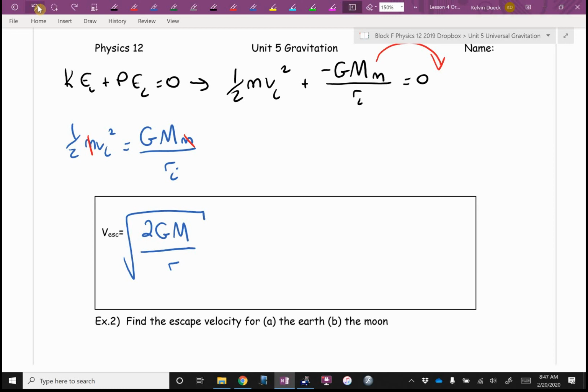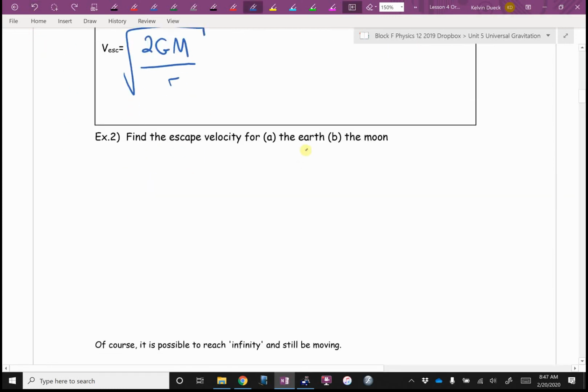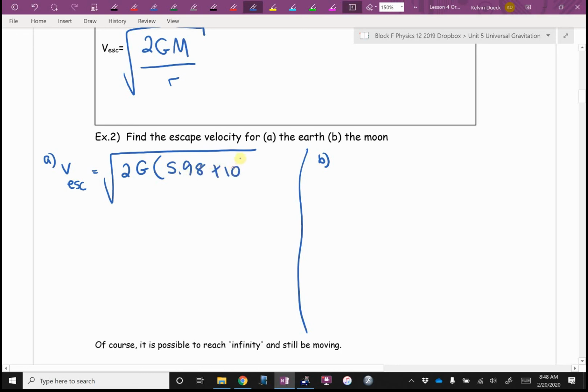And so, well, I'd like to know escape velocity for the Earth and for the Moon. Let's do A, the Earth right here. Let's do B, the Moon right here. So escape speed is going to be the square root of 2 big G. Mass of the Earth is 5.98 times 10 to the 24th. Radius of the Earth is 6.38 times 10 to the 6th. What do you get? Square root.